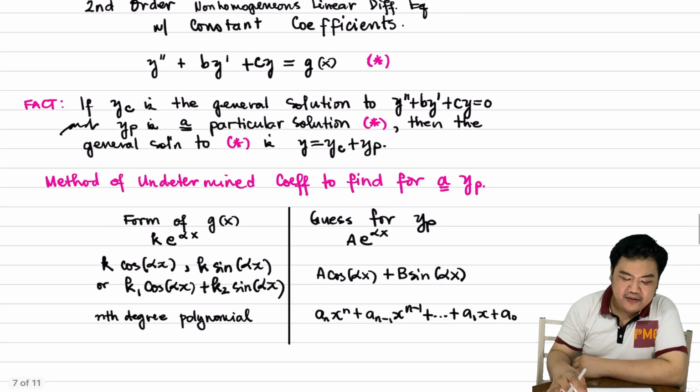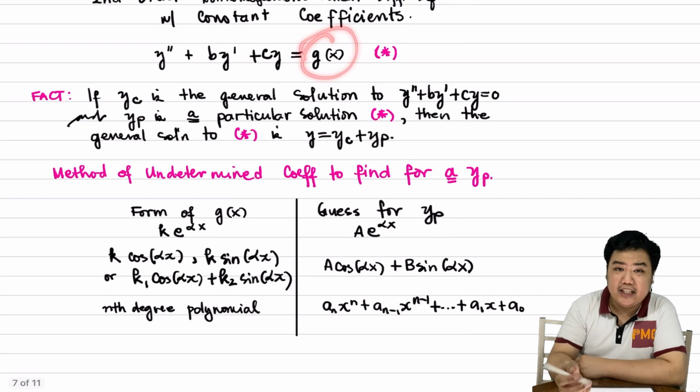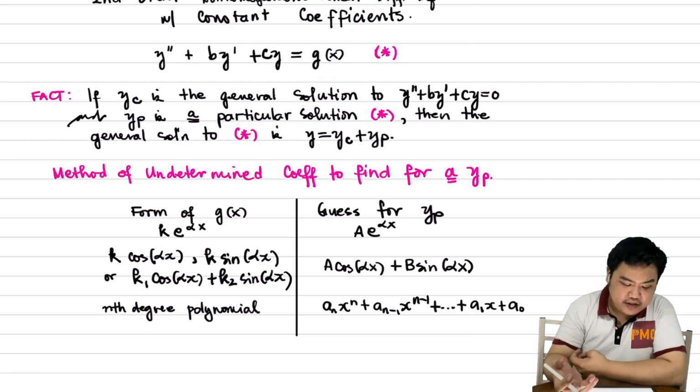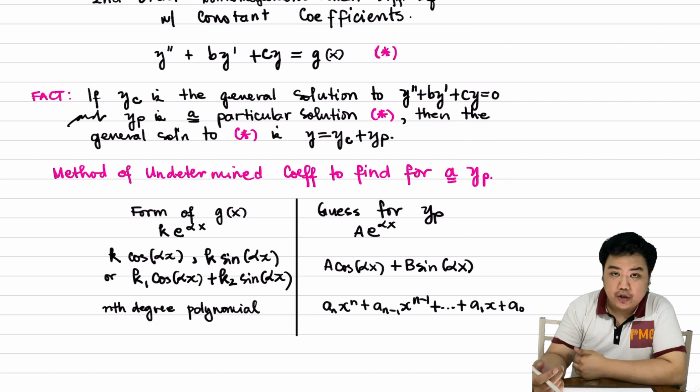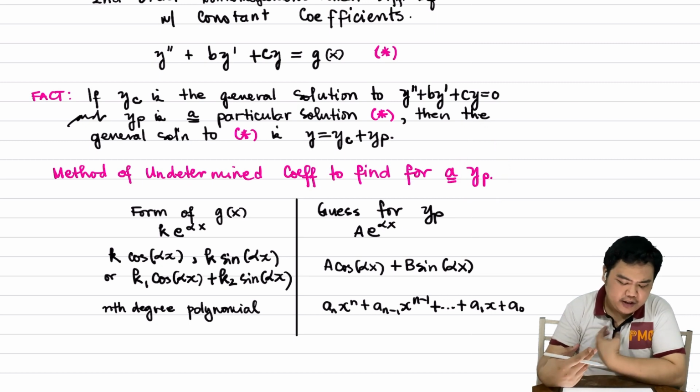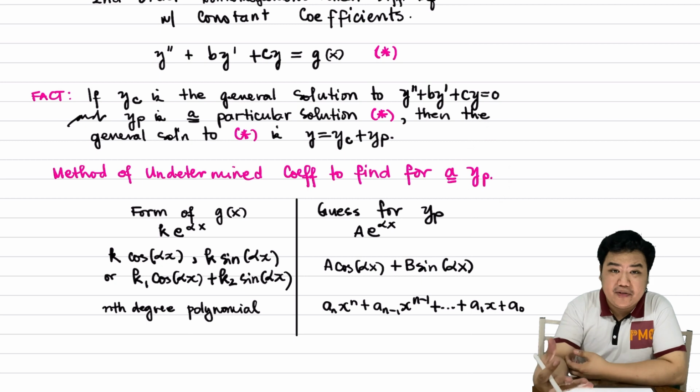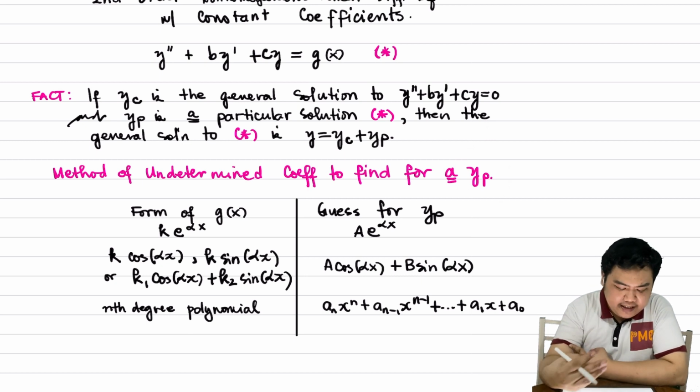Magdidepende yan dito sa binigay na g of x sa right-hand side. So, itong method na i-introduce ko sa inyo, ito yung tinatawag na method of undetermined coefficients, to find a particular solution. Although, medyo hula-hula method din siya, no? May kasamang trial and error.